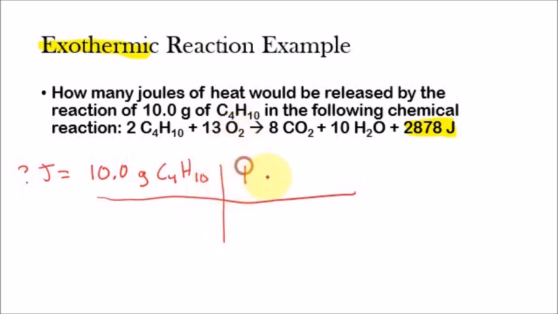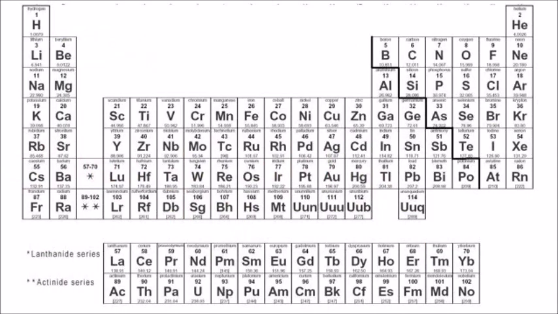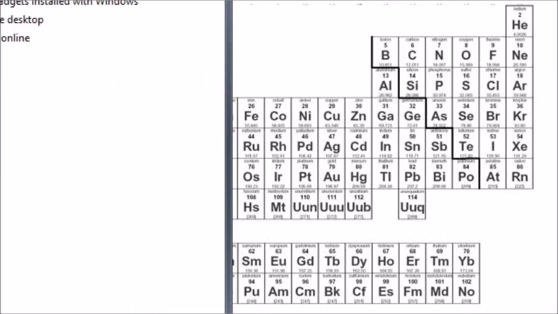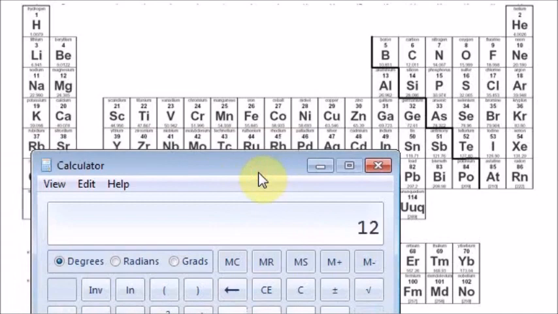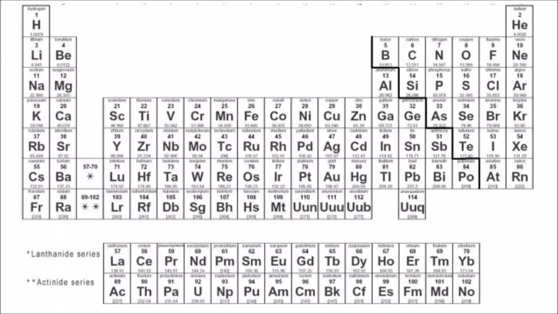So 1 mole of C4H10 has a mass of, if you look at the periodic table here, let me pull out a calculator. So carbon has an average atomic mass of 12.011, so we're going to need 4 of those, plus hydrogen has an average atomic mass of 1.008. We need 10 of those. So the molar mass of C4H10 is 58.124.